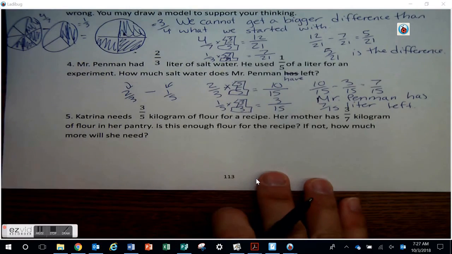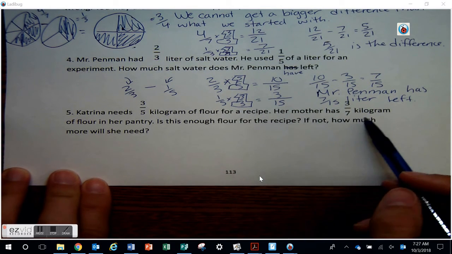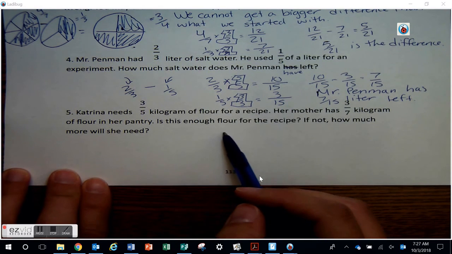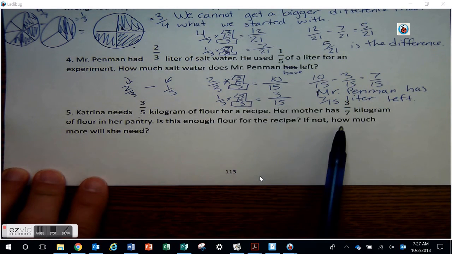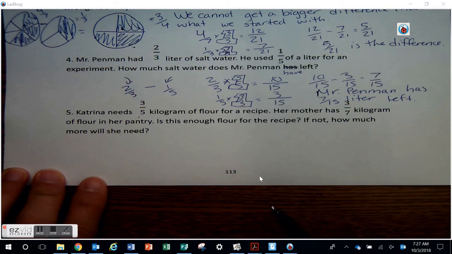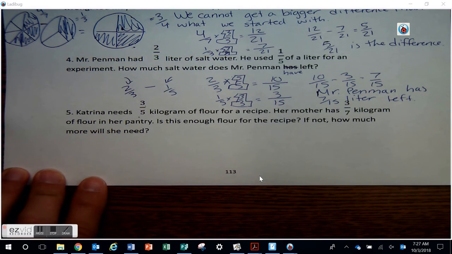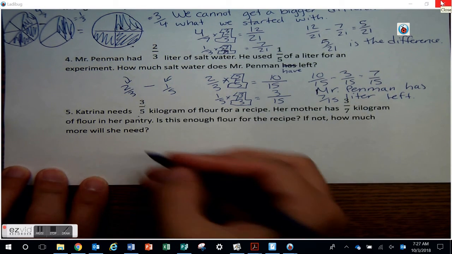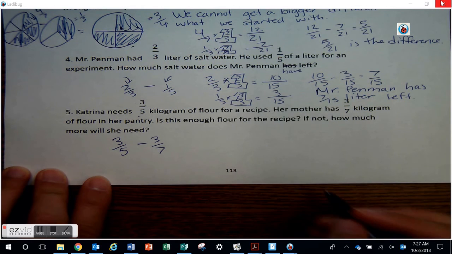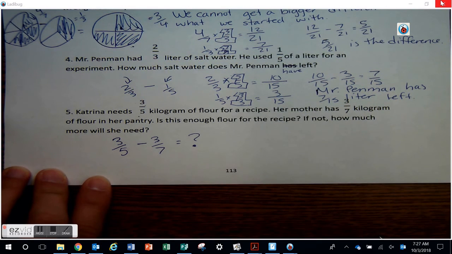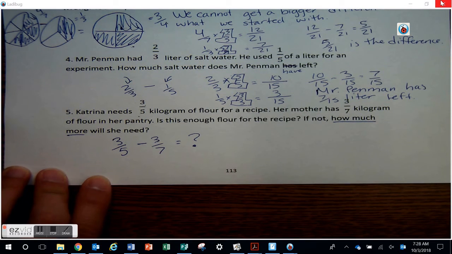Last problem for us. Katrina needs 3/5 kilogram of flour for a recipe. Her mother has 3/7 kilogram of flour in her pantry. Is this enough flour for the recipe? If not, how much more will she need? Well, 3/5 and 3/7, those are not the same. And I know by comparing my fractions, I have the same amount, but the same amount of smaller pieces. So this is not quite going to cut it. So if this is what I need, this is what she's giving me, how much do I need still? How much more is a phrase that we often have for subtraction.